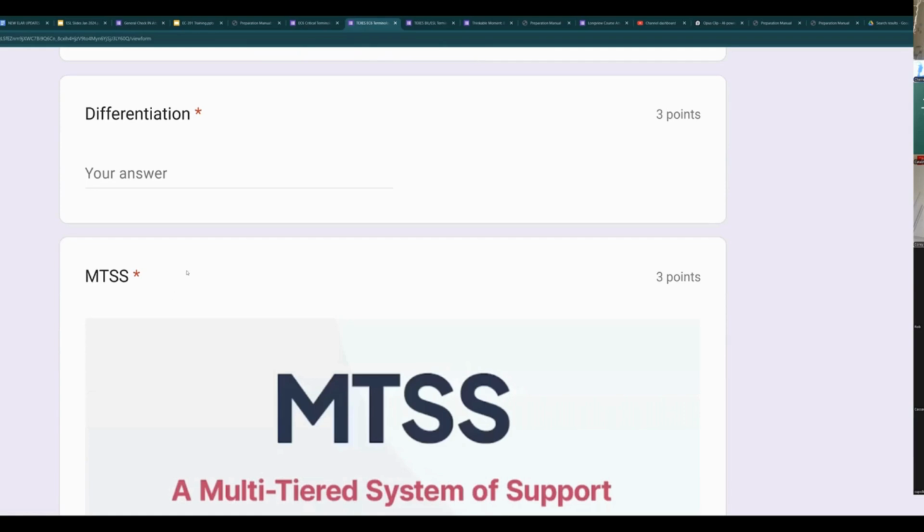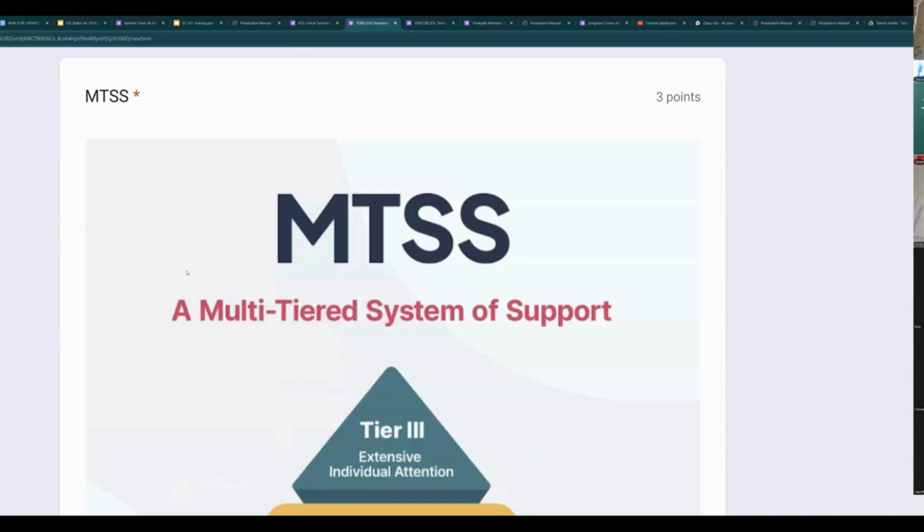We have MTSS, which is essentially what we use when you're trying to get them identified into special education services.